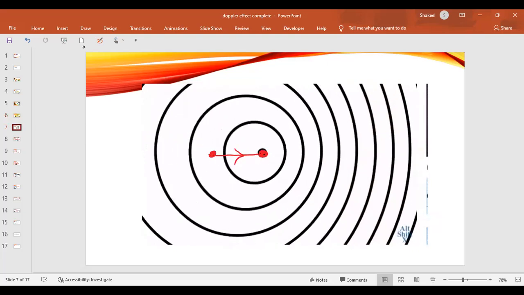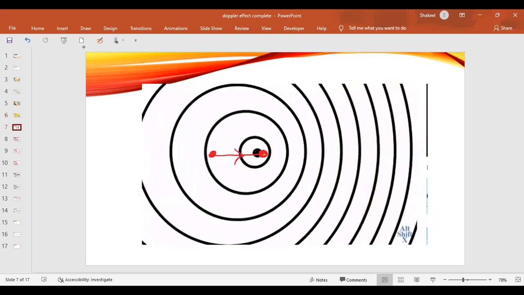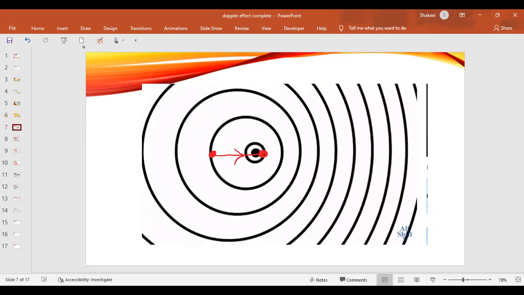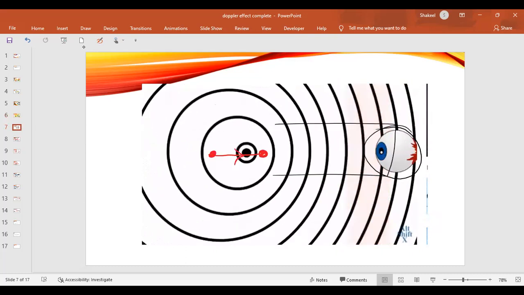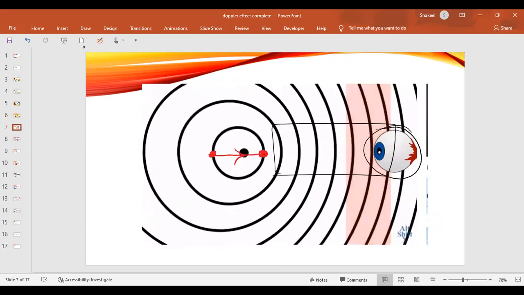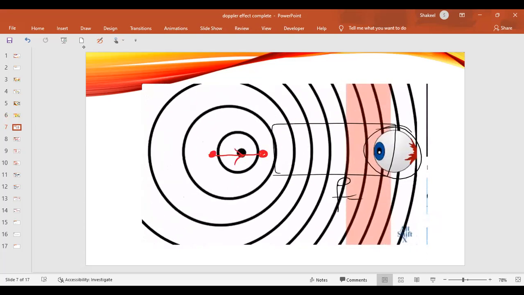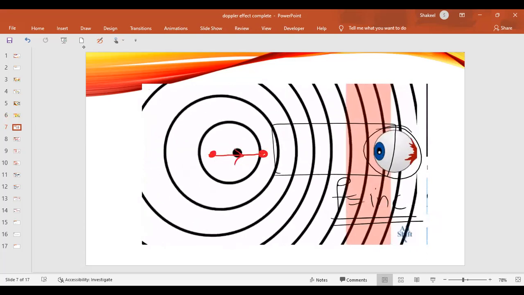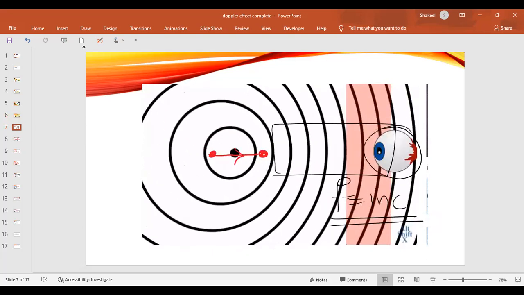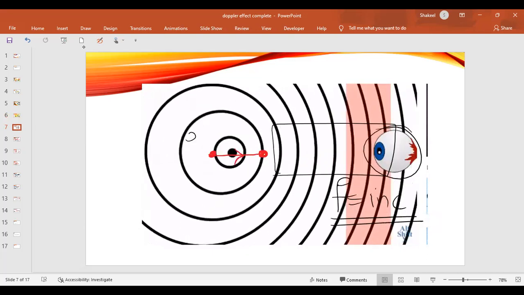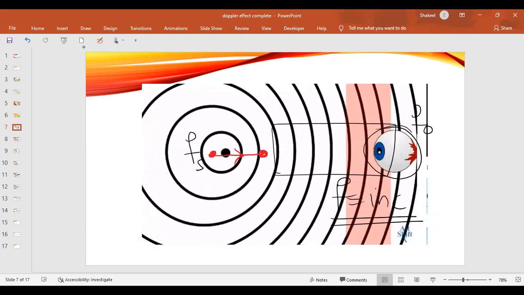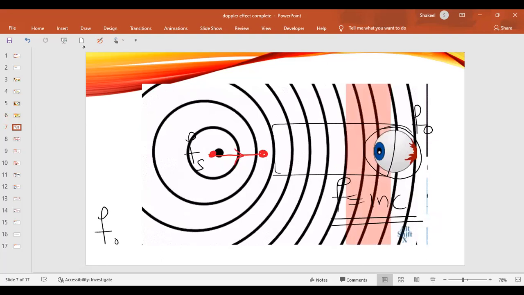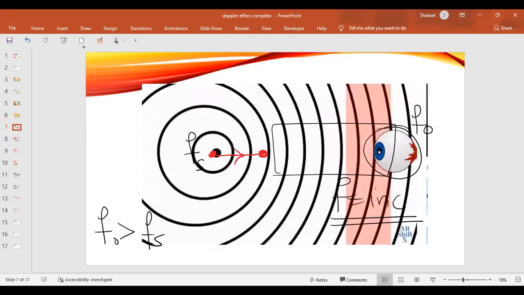So you can see from here, when the source is moving towards the stationary observer, like the eye is the stationary observer, the number of waves here are bunching up. So it means frequency is increasing here, and this observer is going to observe a high pitch sound. So if Fs was the actual frequency and F0 was the observed frequency, we can clearly say that the observed frequency is higher than the actual frequency.